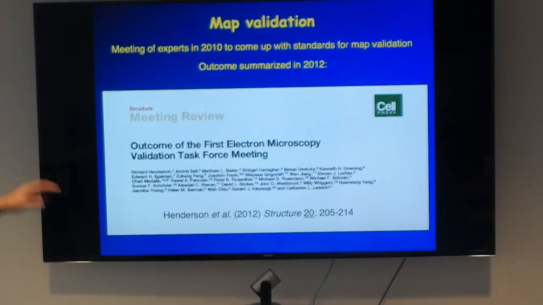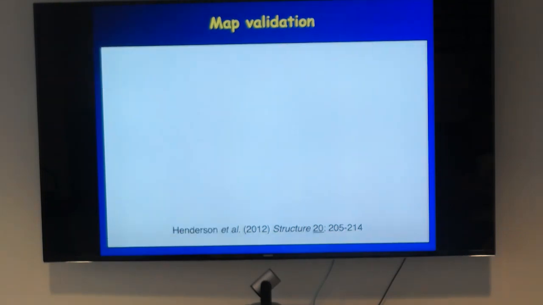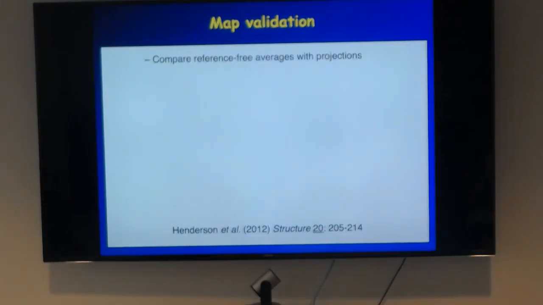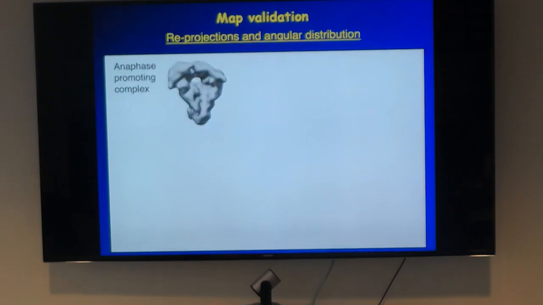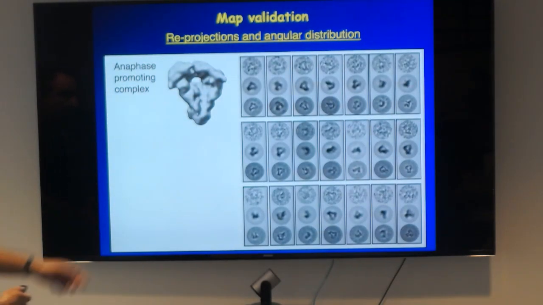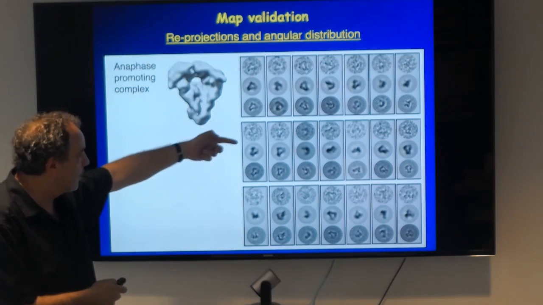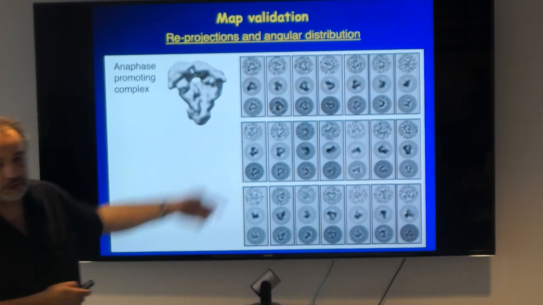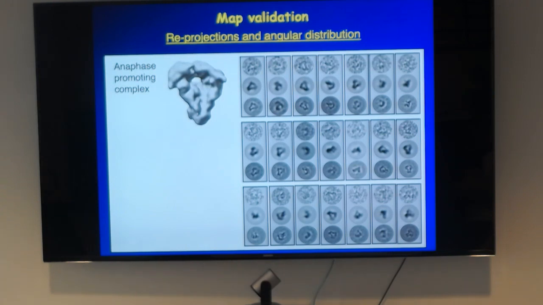In 2012, the field came together for a review meeting to say, what do we expect to see when people publish density maps? They came up with a list of things that they want to see for structures. One of the things was you want to compare reference-free averages with projections from your density map. This is one of ours. At the time, we had the anaphase promoting complex, and we always compared raw images with reprojections and class averages, and they were supposed to look the same or similar.